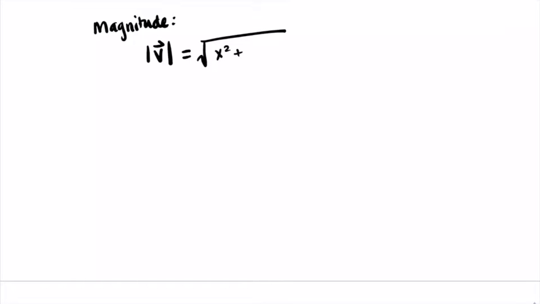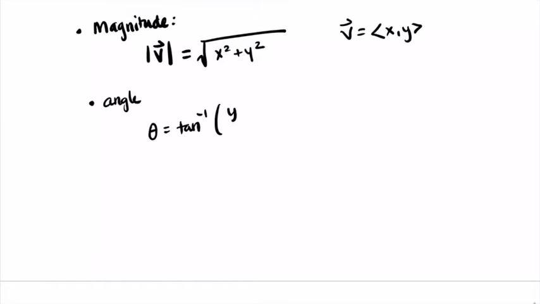So let's take a moment and quickly summarize. The magnitude of a two-dimensional vector is represented by the symbol of absolute values, and we write the square root of each entry of the vector squared: x squared plus y squared, if v is equal to x comma y. And the angle that it makes, we can think of theta as being tangent inverse of y over x.